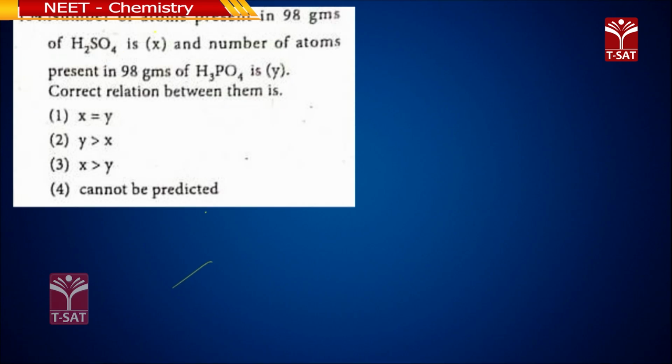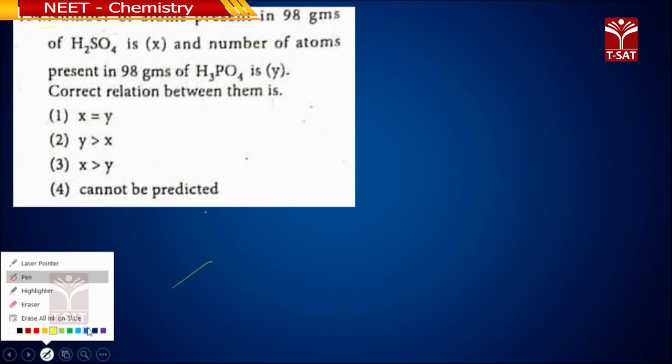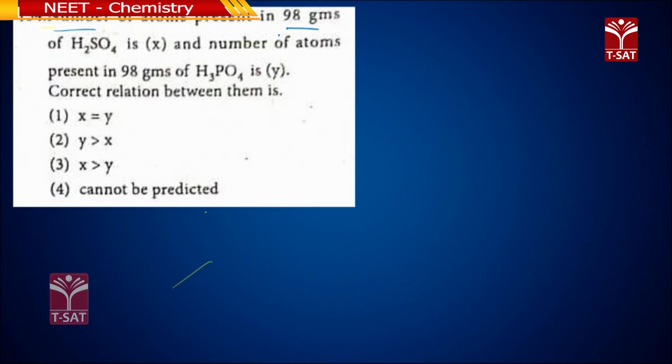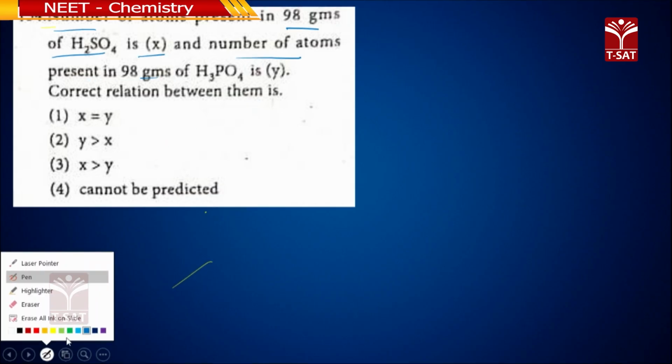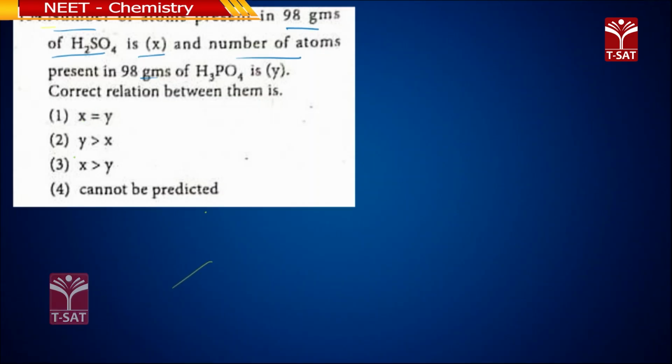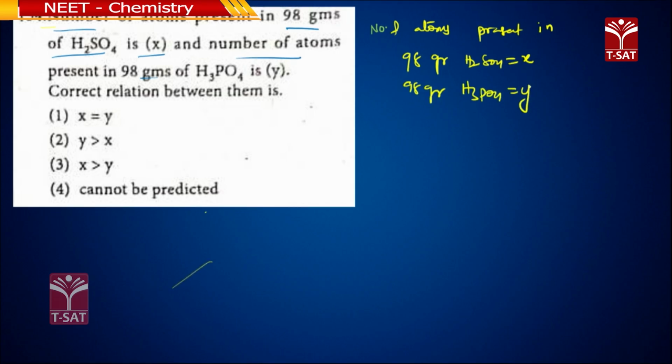Here the number of atoms present in 98 grams of H2SO4 is X, and number of atoms present in 98 grams of H3PO4 is Y. So he is asking the relation between X and Y. So what is the relation between the number of atoms of H2SO4 and H3PO4? So first of all, to know the relationship we need to find out number of moles.